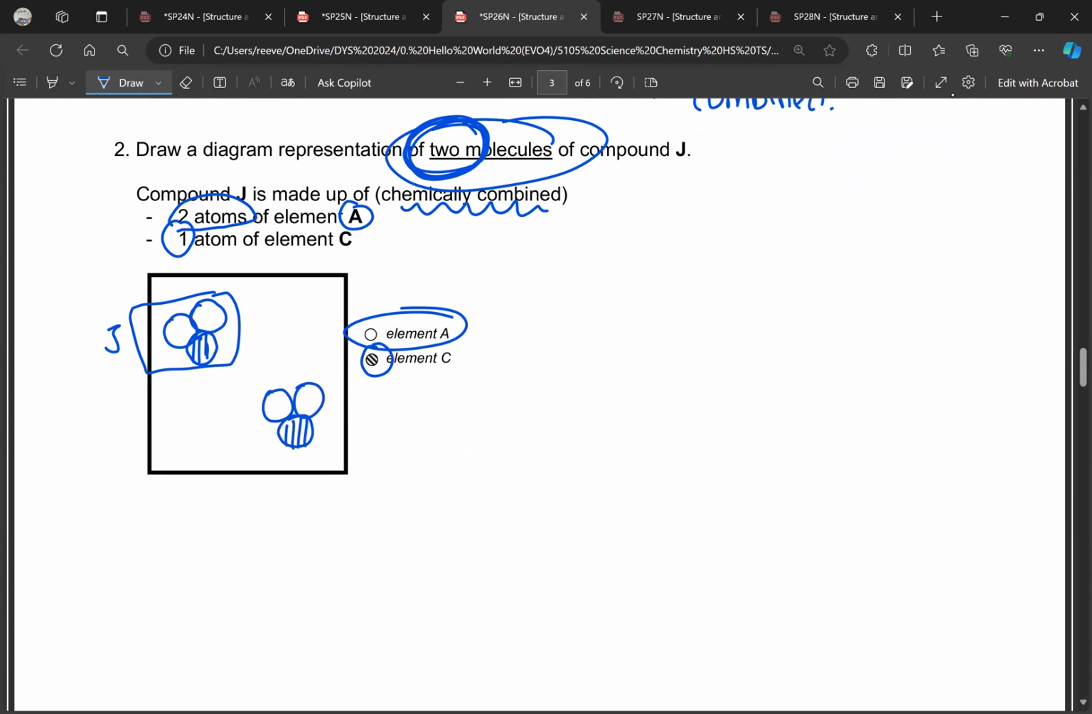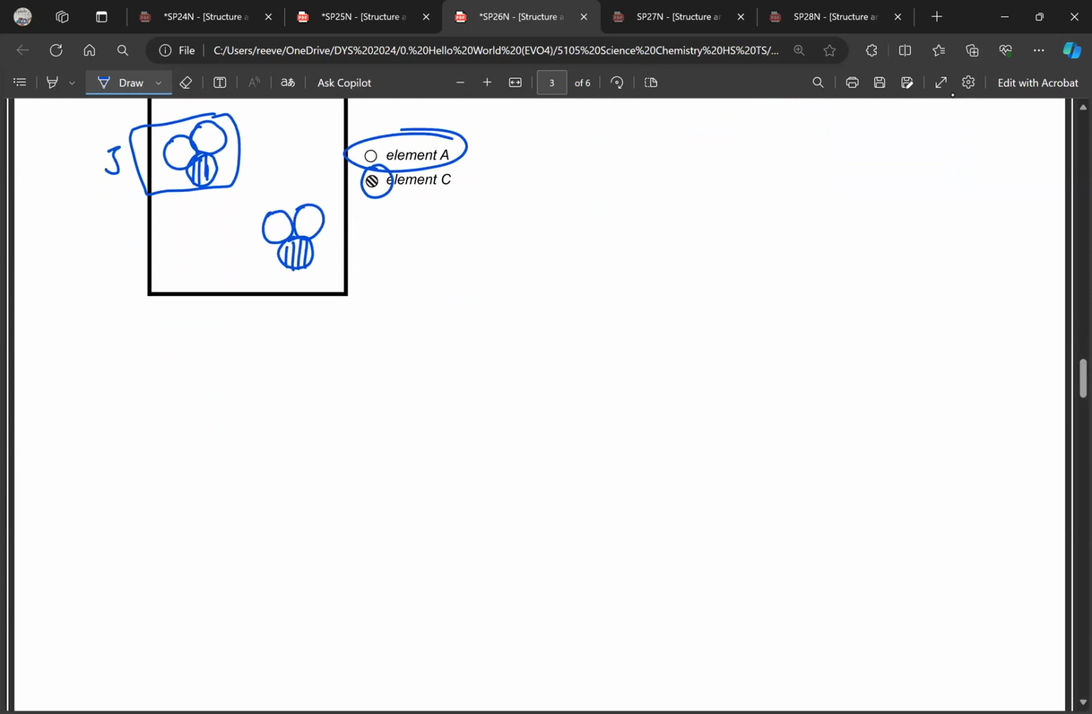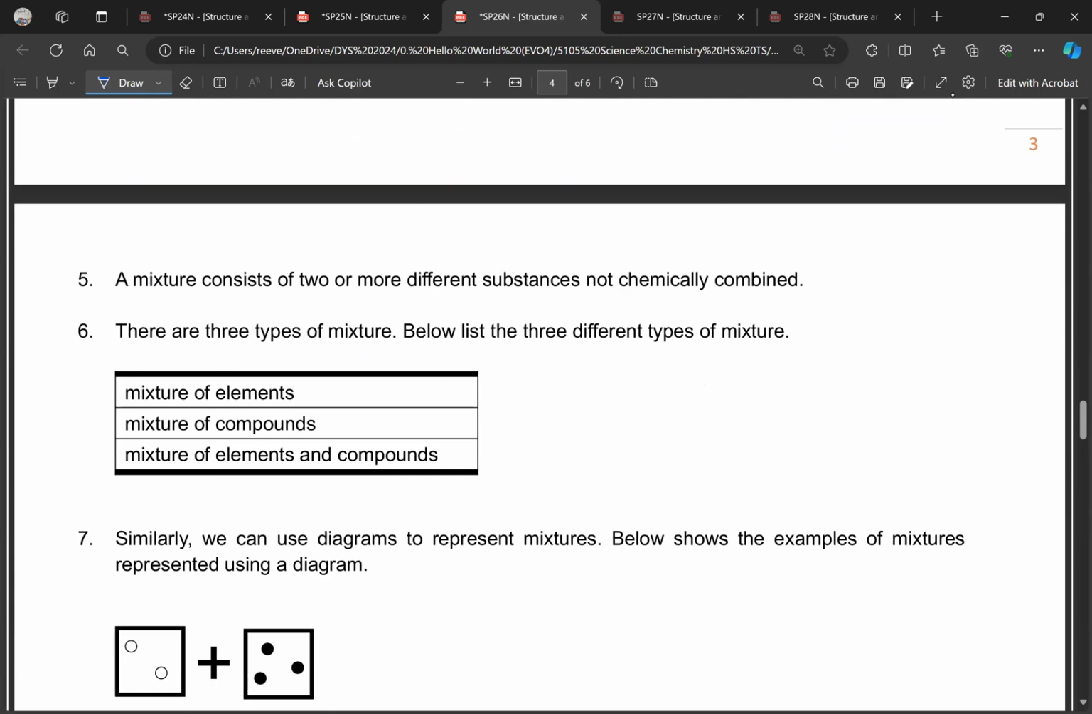Okay. So each molecule there are two white and one shaded. Two A and one C. Okay, let's see. Now I have a mixture.